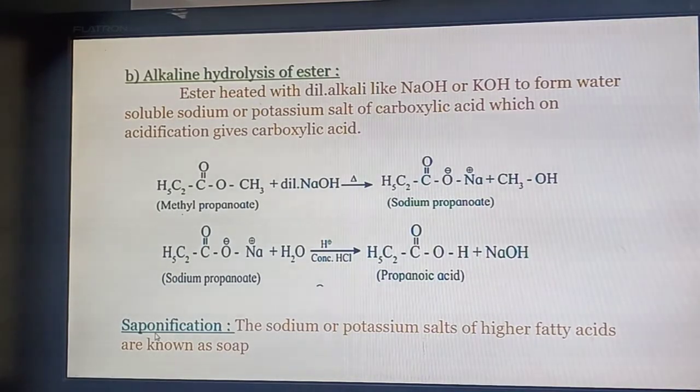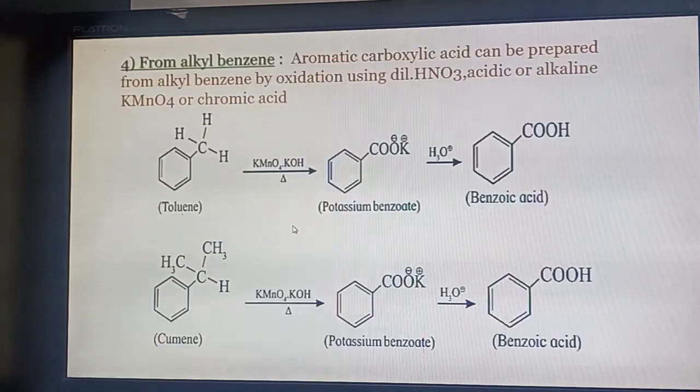Next is, you have to remember what is saponification. The sodium or potassium salts of higher fatty acids are known as soap, and the process is known as saponification. So here the formation of sodium or potassium salt of fatty acid is called as soap and the reaction is known as saponification.